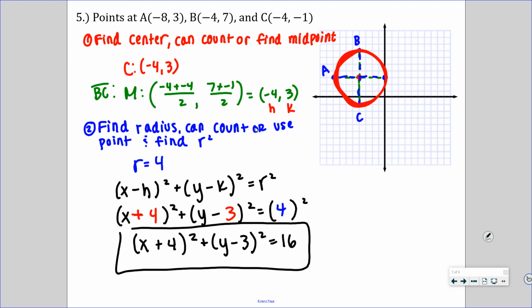You could always check your answer by quickly typing this into Desmos and see if it matches your sketch. If it's way over here, you probably got your center wrong. If it's way bigger, your radius is probably wrong.